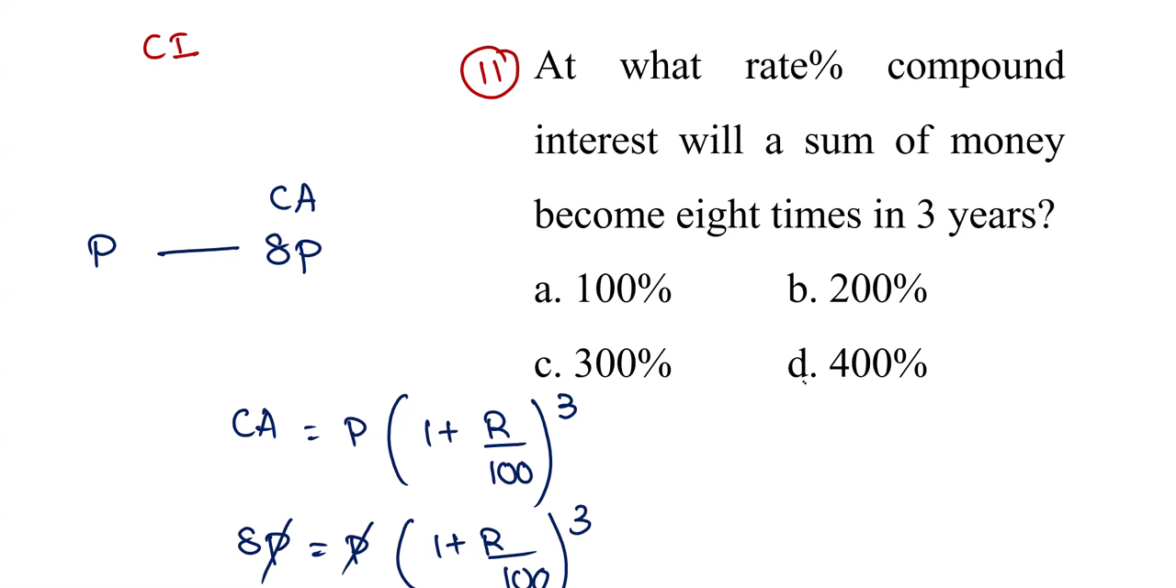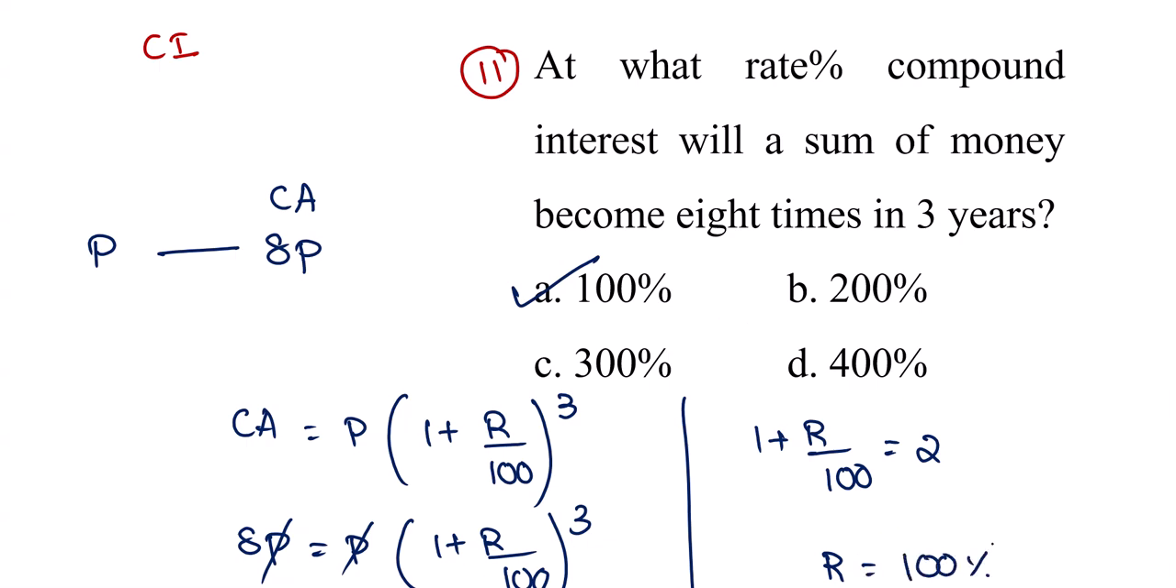So 2 cube. We can say 1 plus r by 100 equals 2. 8 can be written as 2 cube, comparing, we got r equal to 100. This is one way of doing the question: r equal to 100%. The other thing, see, it becomes 8. 8 can be written as 2 into 2 into 2.